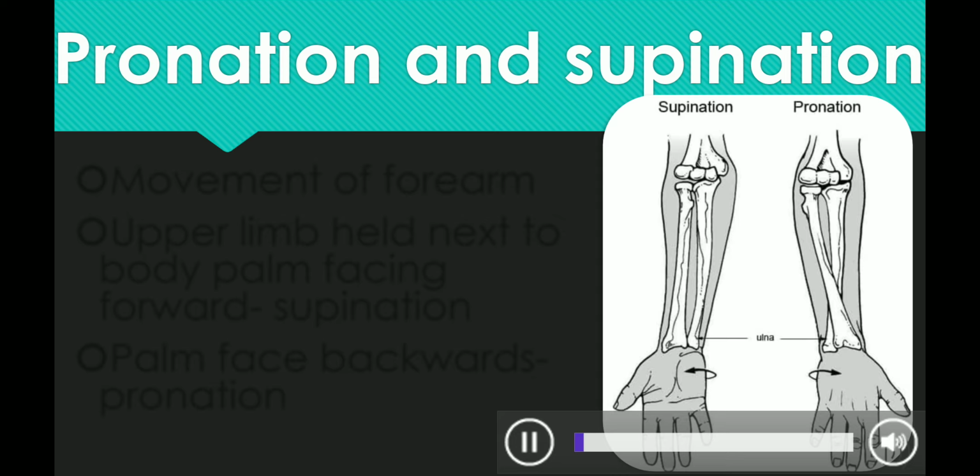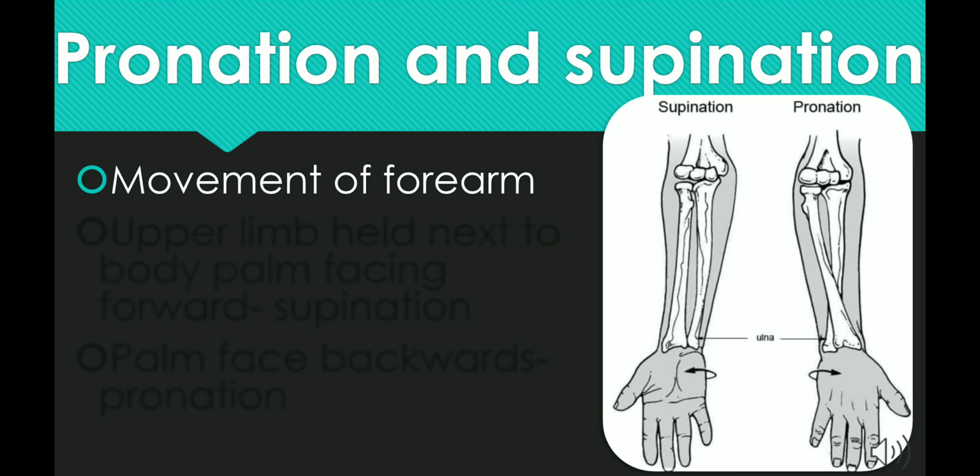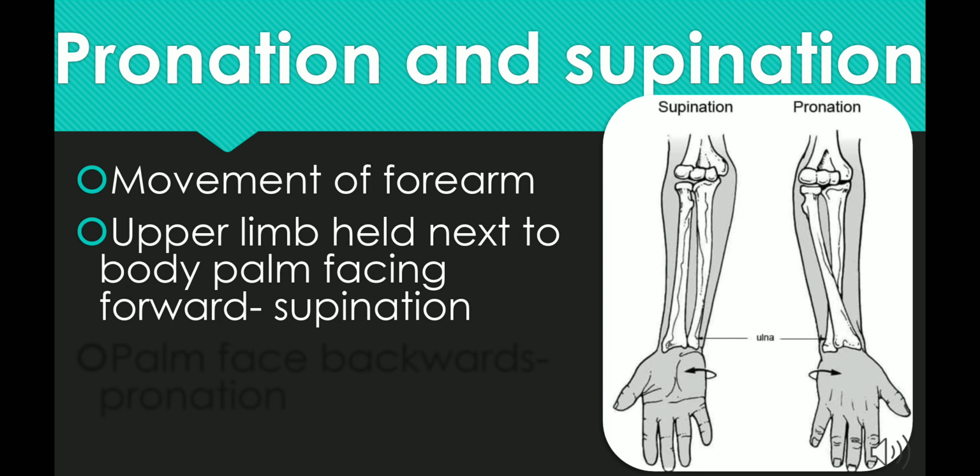Pronation and supination. It is a movement of the forearm. It can be best described when a person is standing in the anatomical position. We have already discussed what anatomical position is. In anatomical position, the palm will be facing forward. That position is a supinated position of the palm, and the opposite of that, when the palm is facing backward, is called pronation.